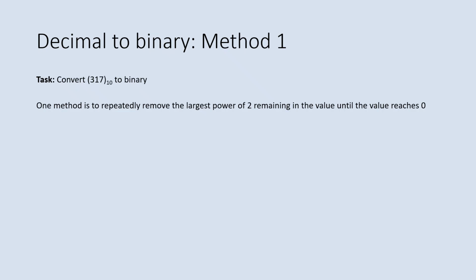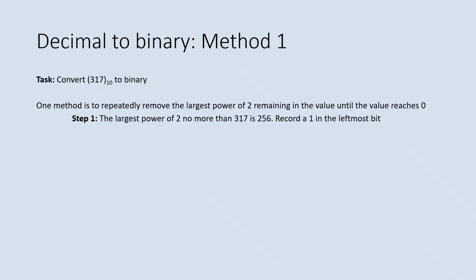So one method would be to repeatedly remove the largest power of 2 from the value and keep going until we get down to 0 and have no powers of 2 left in the total. So here we are working strictly with decimal integers, not worrying about any fractional portions. We could deal with the fractional in the same way, but in these examples we're just going to deal with integers. Okay, so the largest power of 2 in 317 is 256.